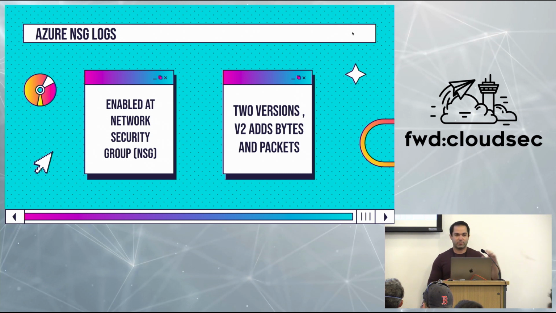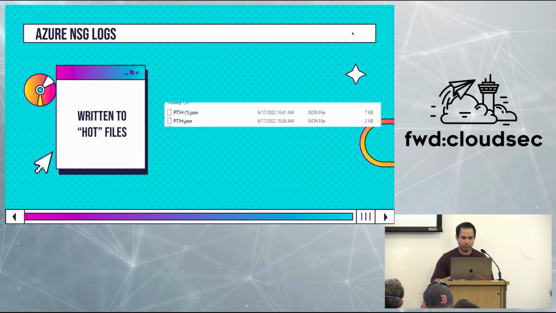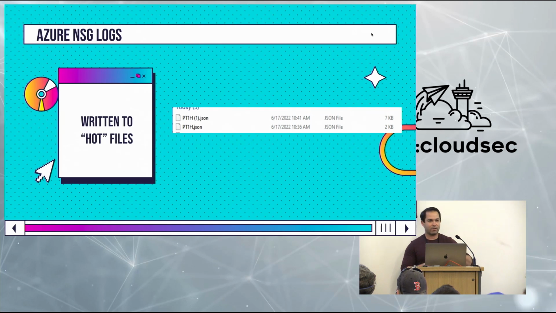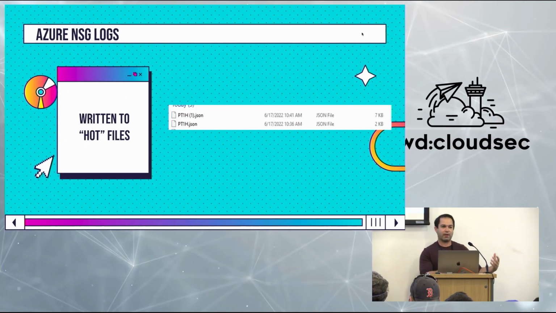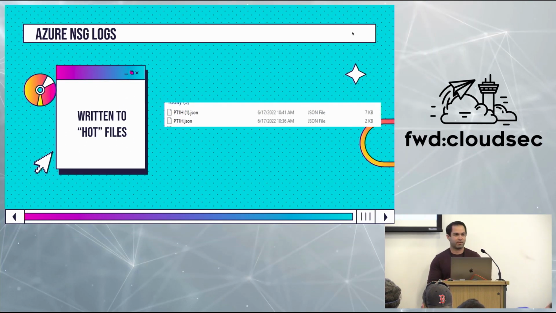You get two versions, so the default and then V2 adds bytes and packets, useful if you're looking at exfiltration. They're also written to what I call hot files. I'm not an Azure guy, I don't know if this is the standard, but every minute this pt1h.json gets, I don't want to even say incremented, it's more like augmented or replaced with a new JSON file.